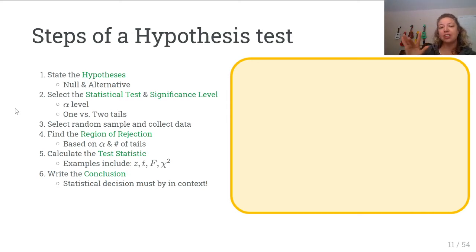And these mirror the scientific method. Number 1, based on our observations, we create some hypothesis. Now, with a hypothesis test, we actually do dual hypotheses. The null is always that basically nothing's going on.